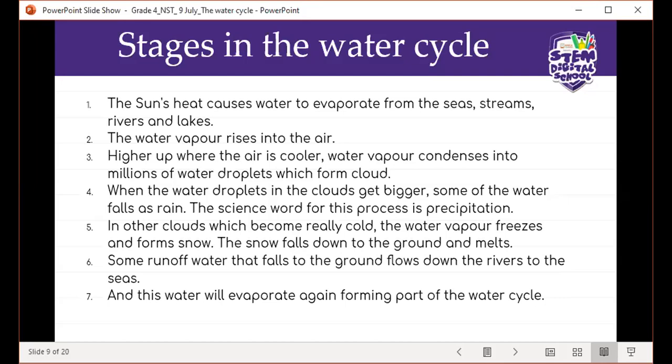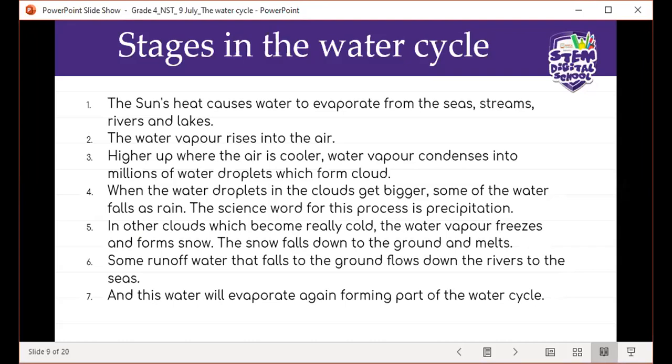Right, so let us look at the stages in the water cycle. Firstly, as we have mentioned before, the sun's heat causes water to evaporate from the seas, streams, rivers, as well as the lakes.